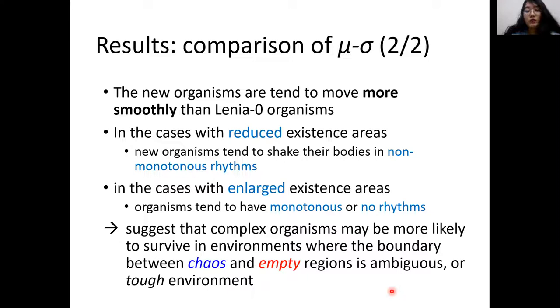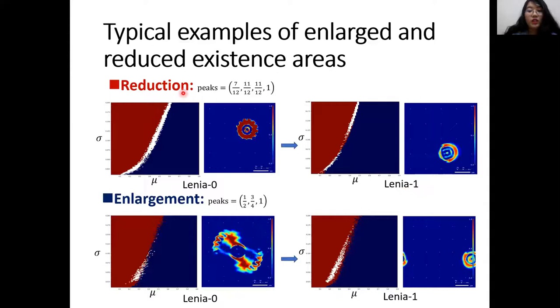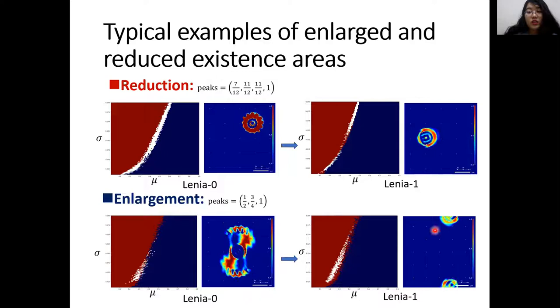We see again that the new organisms tend to move more smoothly than Lenia 0 organisms. As a general tendency, when the existence area reduces, the organisms tend to shake their bodies in non-monotonous rhythms. By contrast, in the cases when the existence area enlarges, the organisms tend to have monotonous or no rhythms. This might suggest that complex organisms may be more likely to survive in environments where the boundary between cells and empty is ambiguous or a tough environment. This shows an example in which the area reduces and enlarges here. You can see that in this case, the behavior becomes more complex, and in this case, the behavior becomes less complex.